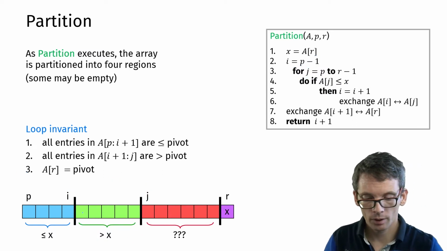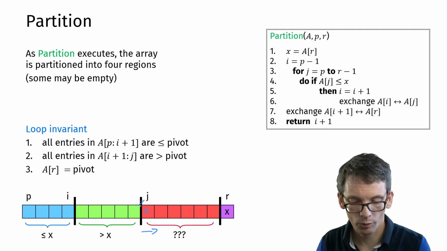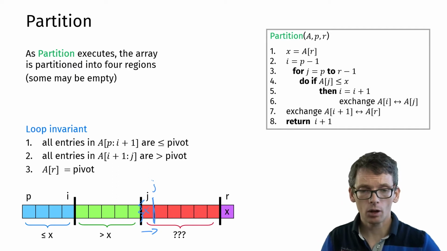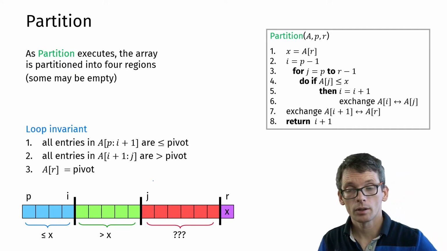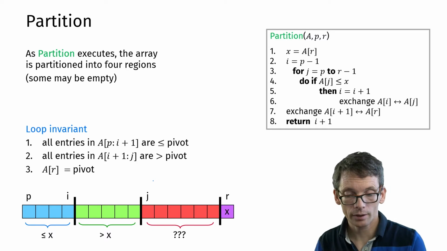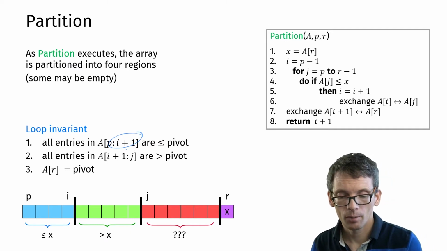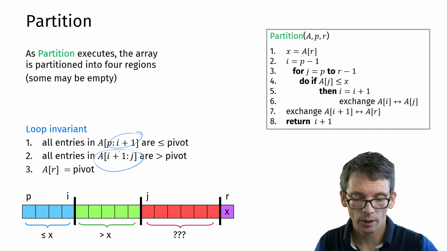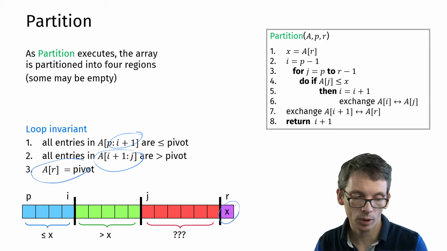If, in contrast, this element is larger than x, then I can simply move this boundary, so this j, by 1. So that's how partition works. And the loop invariant for partition corresponds exactly to that. It says all elements up to i should be smaller equal to the pivot. All elements between i plus 1 and j should be larger than the pivot. And then at the very end, this is the pivot because we picked that one as the pivot.